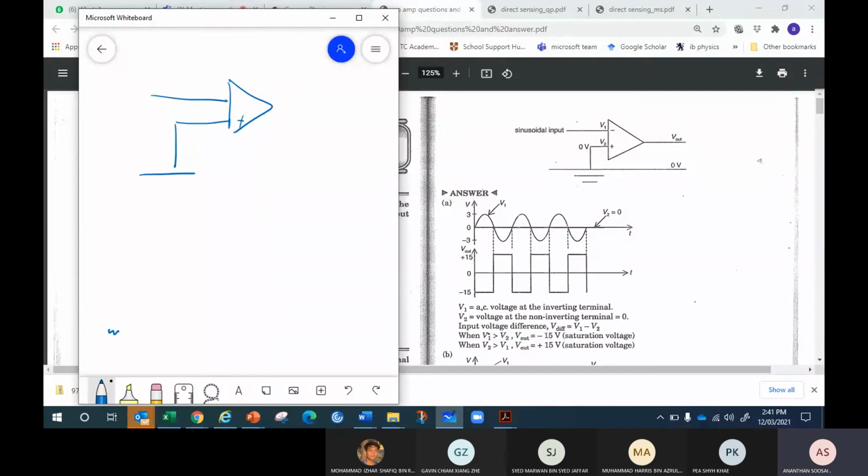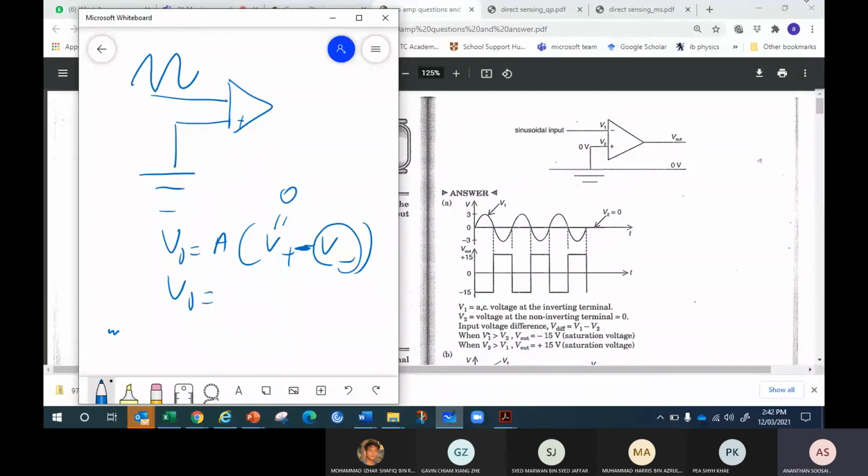If positive is earthed, the output equals the gain times V plus minus V negative. So this V plus is 0, and the output is going to be the opposite of the negative input. You give a sign, it's going to be negative, but because it's a comparator, it can't show the sign. All negative will tend to become flat and all positive tend to become flat. So the entire thing is going to become flat. That's what's shown here.